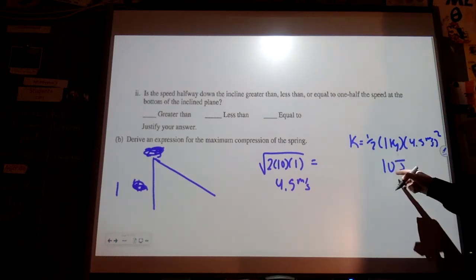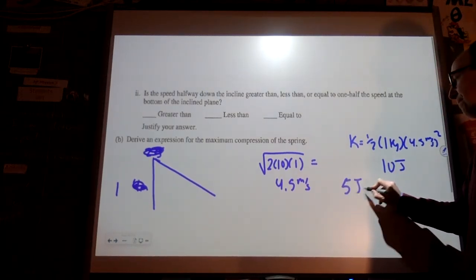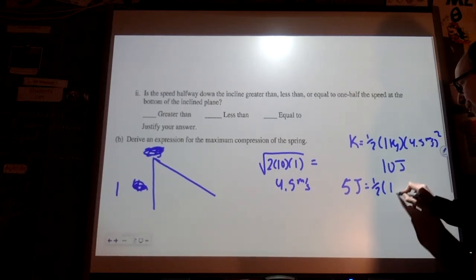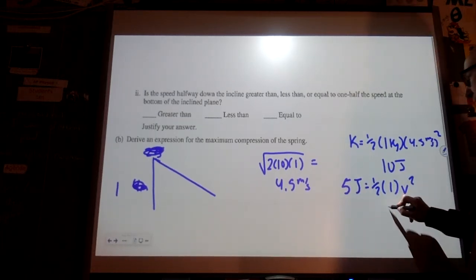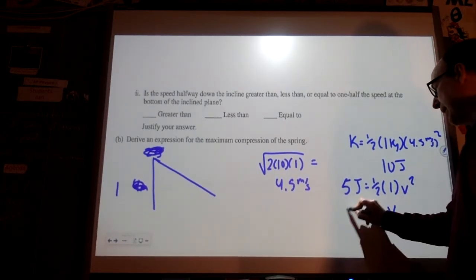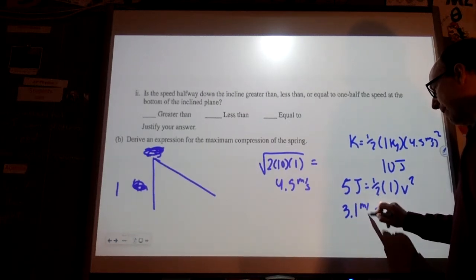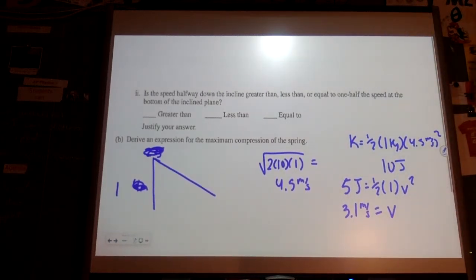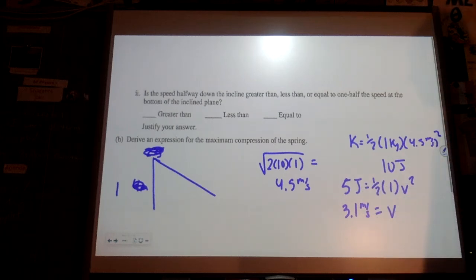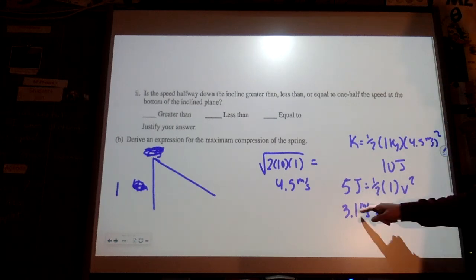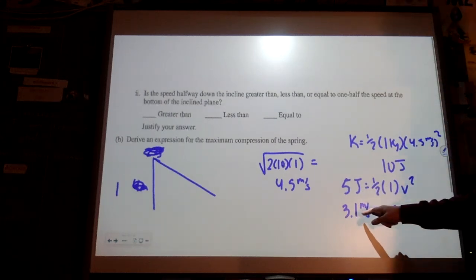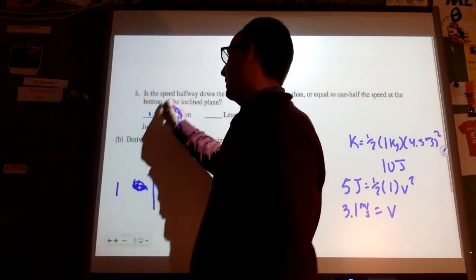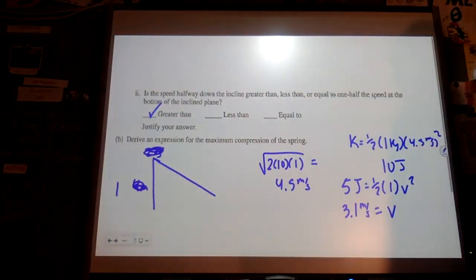All right, so for this mass, what would 5 joules be? 5 joules would be 3.1 meters per second. So I would have 5 joules of kinetic energy halfway down, but I would have more than half of the speed.